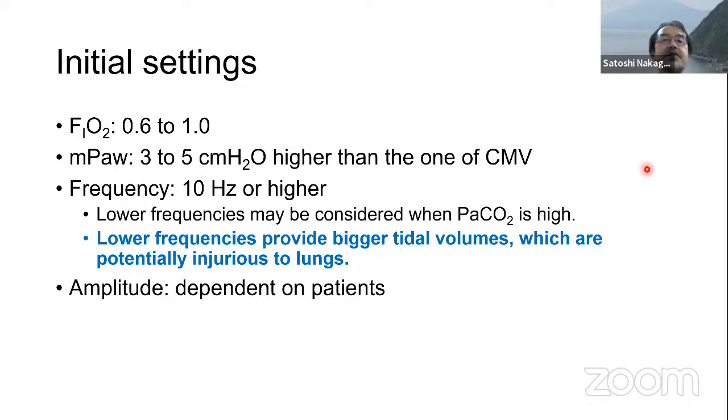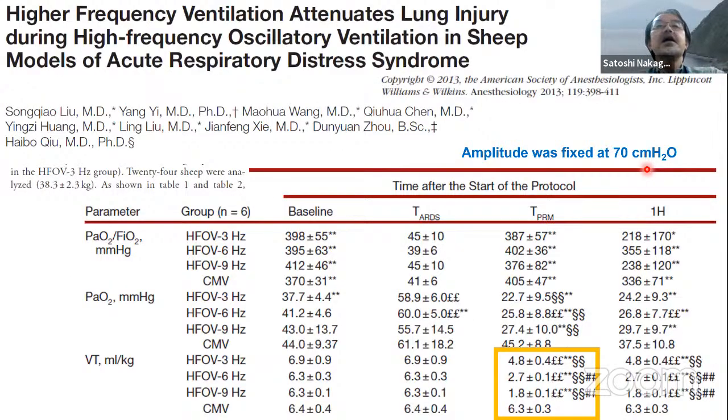As I described earlier, the lower frequencies provide a bigger tidal volume, which is potentially injurious to the lungs. So this statement is based on an animal study. And this is the animal study, which was done in China. And they used sheep weighing around 40 kilograms.